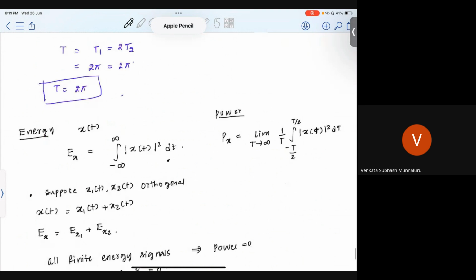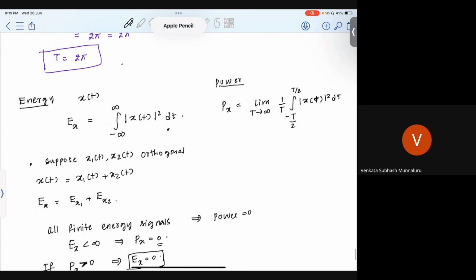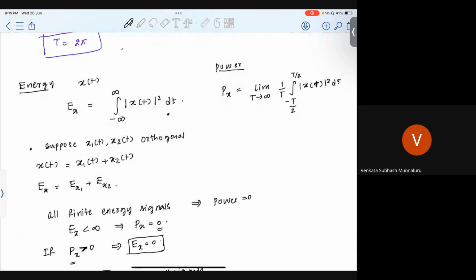Okay, so the other parts that we have seen, one is the energy. The energy of the signal is defined as the integral from minus infinity to infinity of mod x of t whole square dt. And the power of a signal is defined as the limit T tending to infinity of 1 over T times the integral from minus T by 2 to T by 2 of mod x of tau whole square d tau. So the power is nothing but the average energy concentrated in a particular time frame T. So that is known as the power of the signal.